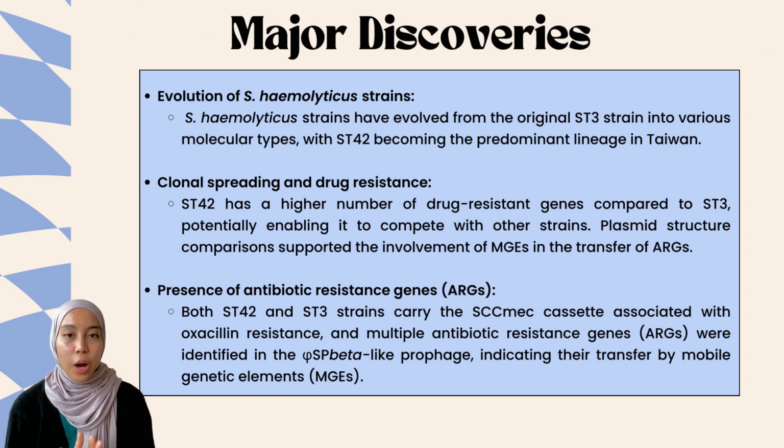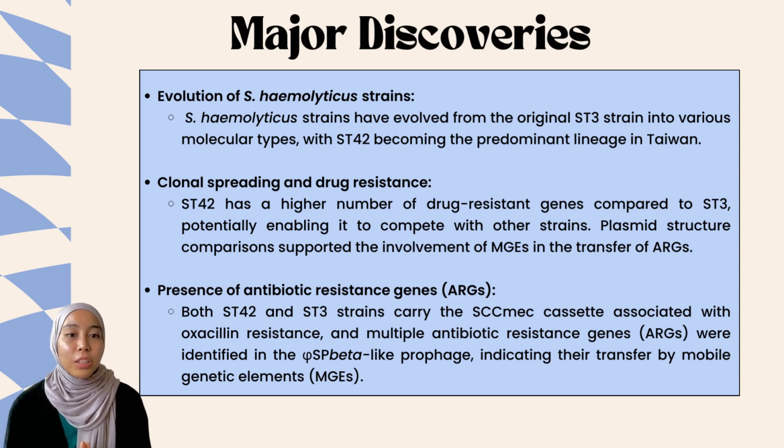Hello, I'm Ain, and now I would like to present some key points regarding the discoveries on S. haemolyticus strains. So the first point we'll discuss is the evolution of S. haemolyticus strains. Over time, these strains have evolved from the original ST3 strain to various molecular types, with ST42 becoming the predominant lineage in Taiwan.